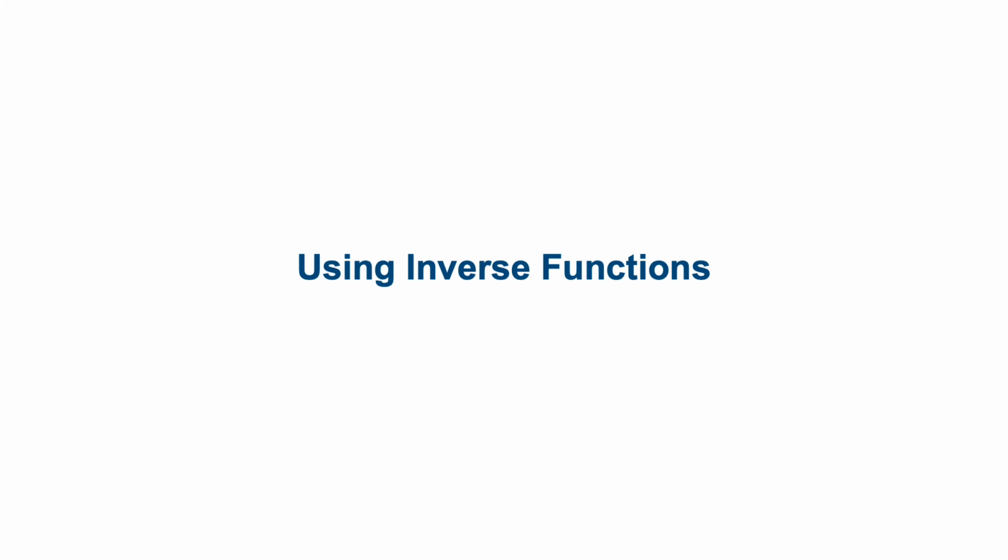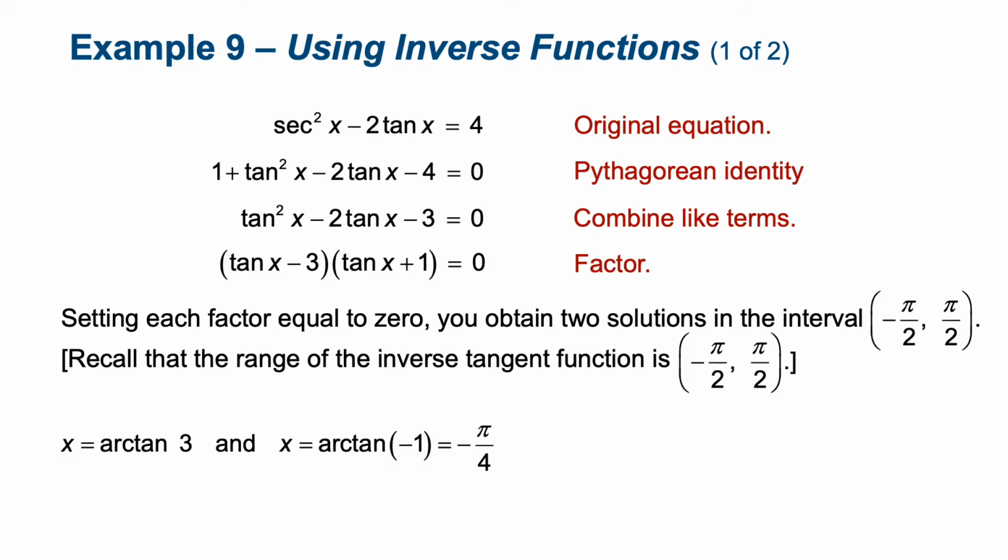Okay, and finally, we're going to talk a little bit about inverse functions. So let's say you have this really cool equation, secant squared of x minus 2 tangent of x is equal to 4, okay? And then we solve this here.